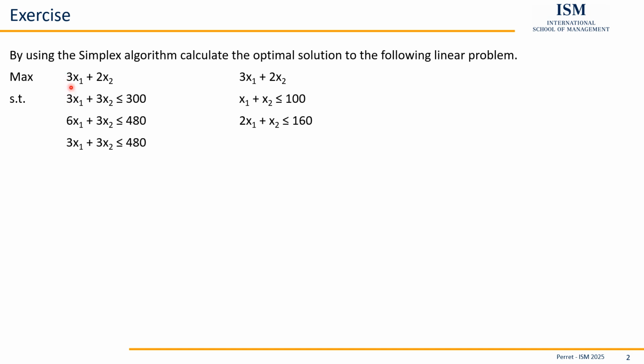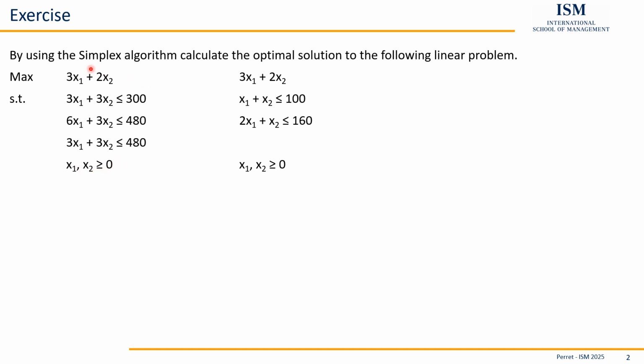So the objective is: maximize the function 3x1 plus 2x2 under the constraints 3x1 plus 3x2 smaller or equal to 300, 6x1 plus 3x2 smaller or equal to 480, and finally 3x1 plus 3x2 smaller or equal to 480. Finally, we have our non-negativity constraints, that both decision variables need to be positive or zero.